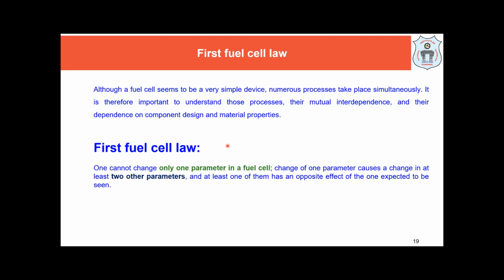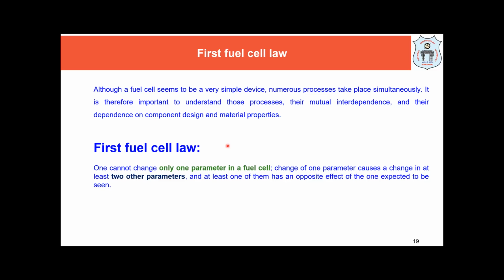Although a fuel cell seems to be a very simple device, numerous processes take place simultaneously. We have seen heat transfer, mass transfer, reaction taking place, current passing through it, and electrons passing through the external circuit. They are all taking place. If foreign particles are there, they are going to poison it, and other undesired reactions may take place. So that's why it is important to understand those processes.